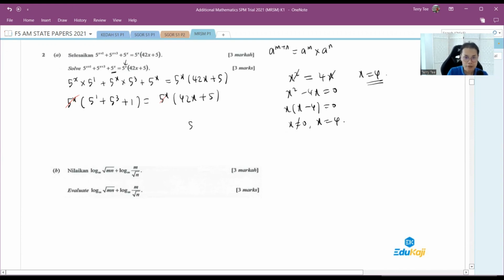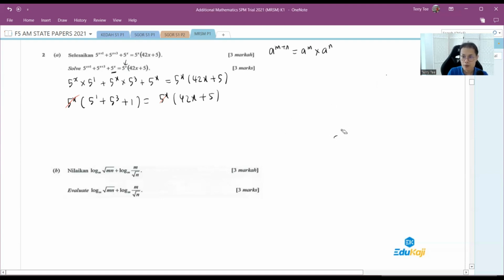Now, can my 5 power x be 0? No. I hope you know this already. Any number to the power x, with the exception of 0, is always more than 0 for all values of x. So it's never going to be 0. You can draw the graph of the exponential function. It's always more than 0. Because of that, we can now cancel the 5 power x.